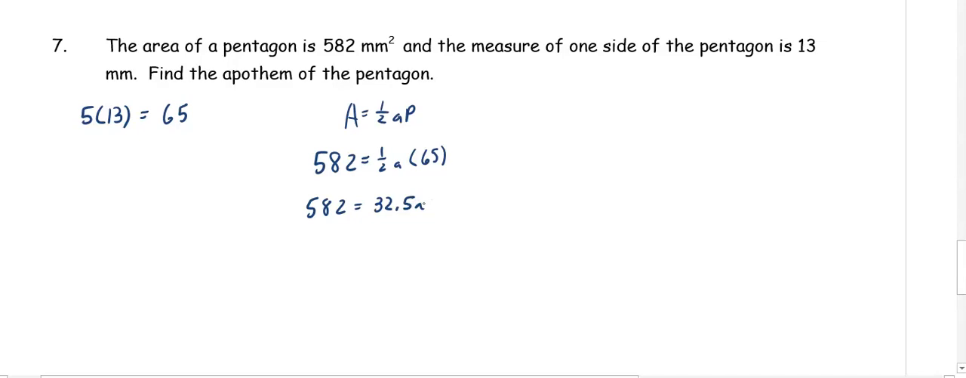So we have 582 equals 32.5 times A. We can divide then, and we get A, we're going to have to round, is 17.9. So we get 17.9 millimeters.